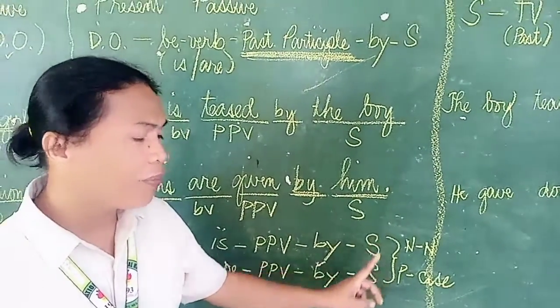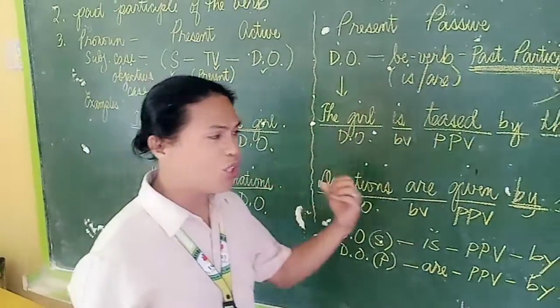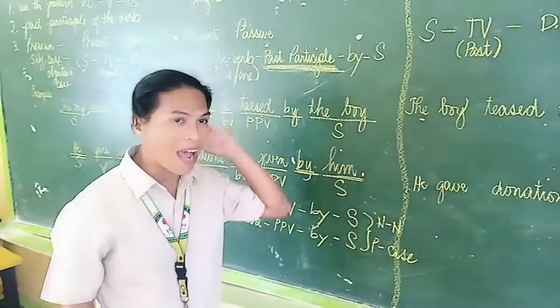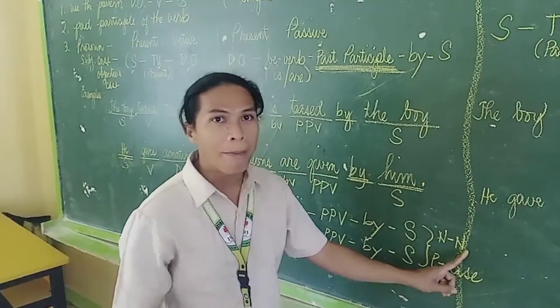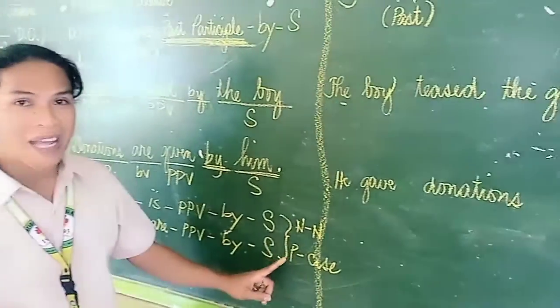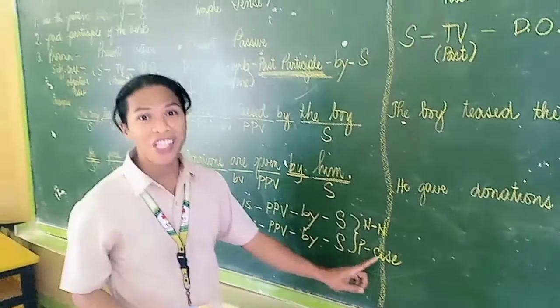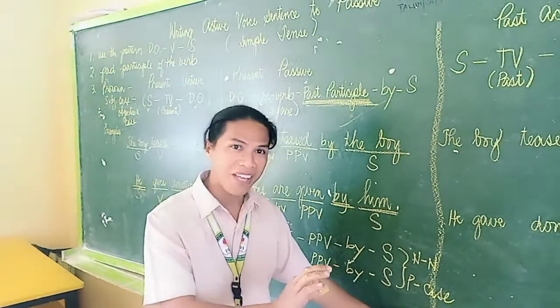But, be careful with your subject from the active voice, mausab din siya. Okay, walay mausab if the subject from the active voice is a noun, it should also be a noun. But, if your subject from the active voice is pronoun, change the case from subjective case to objective case.